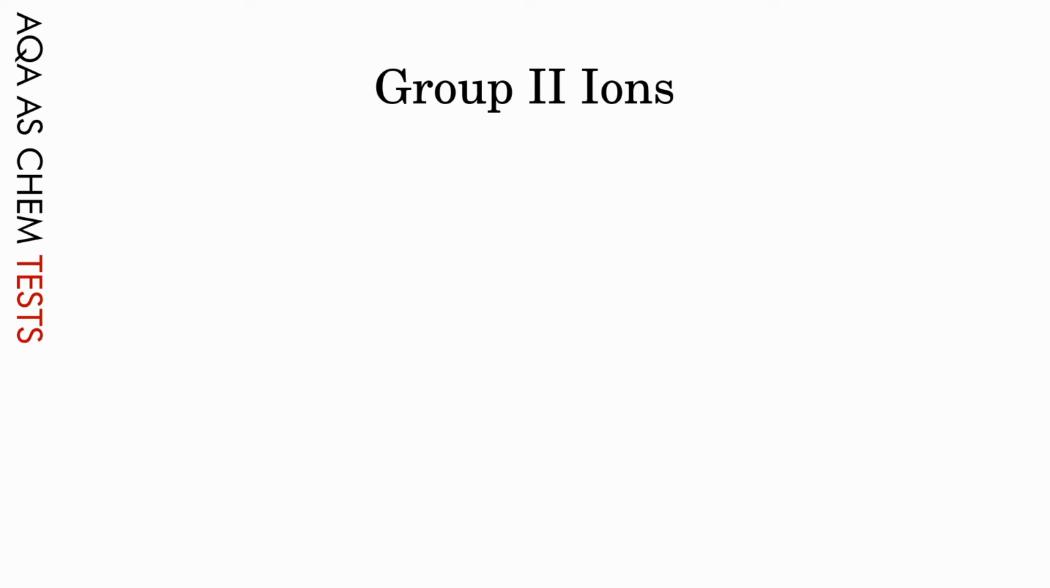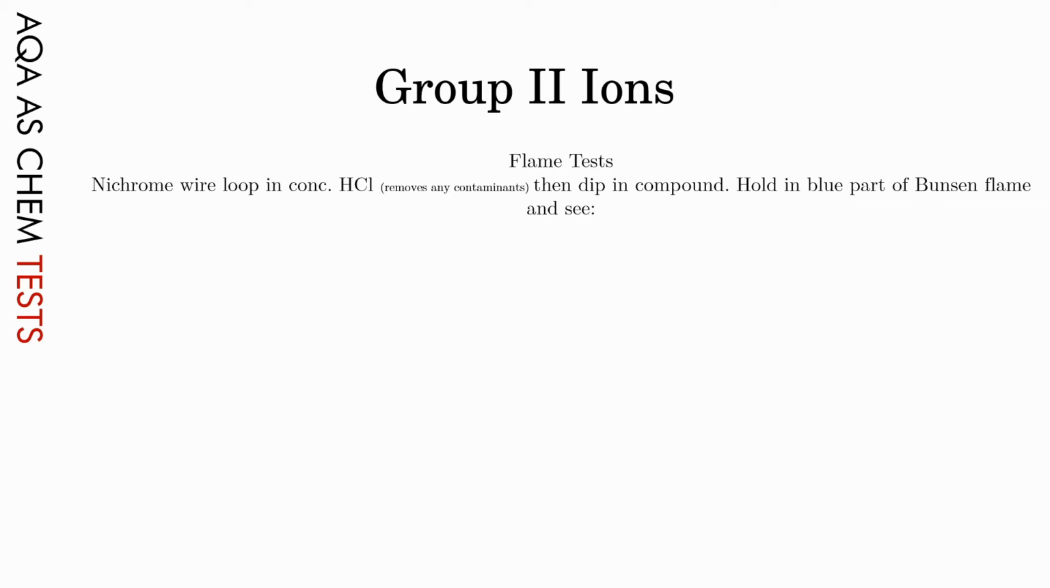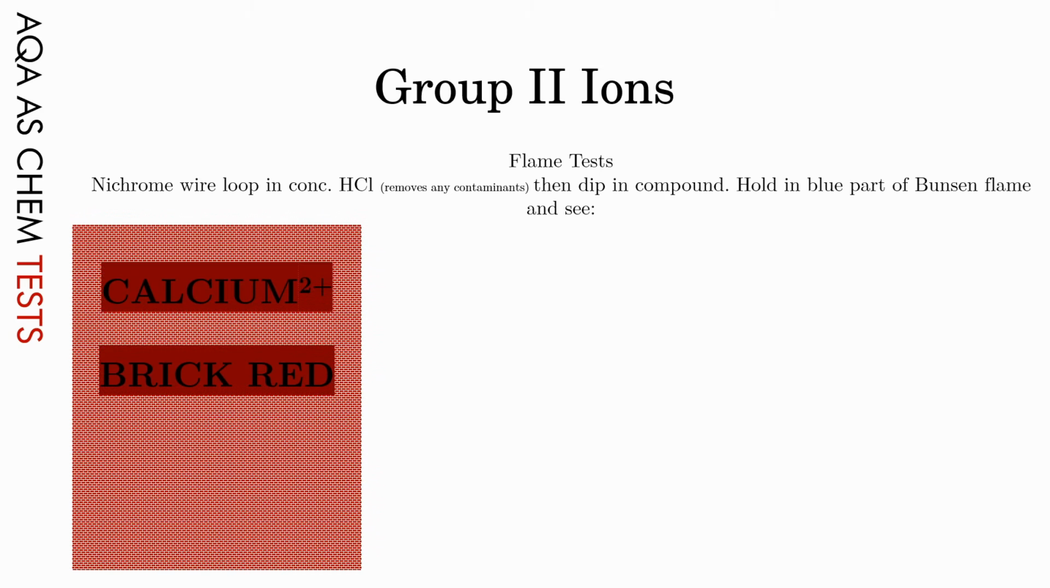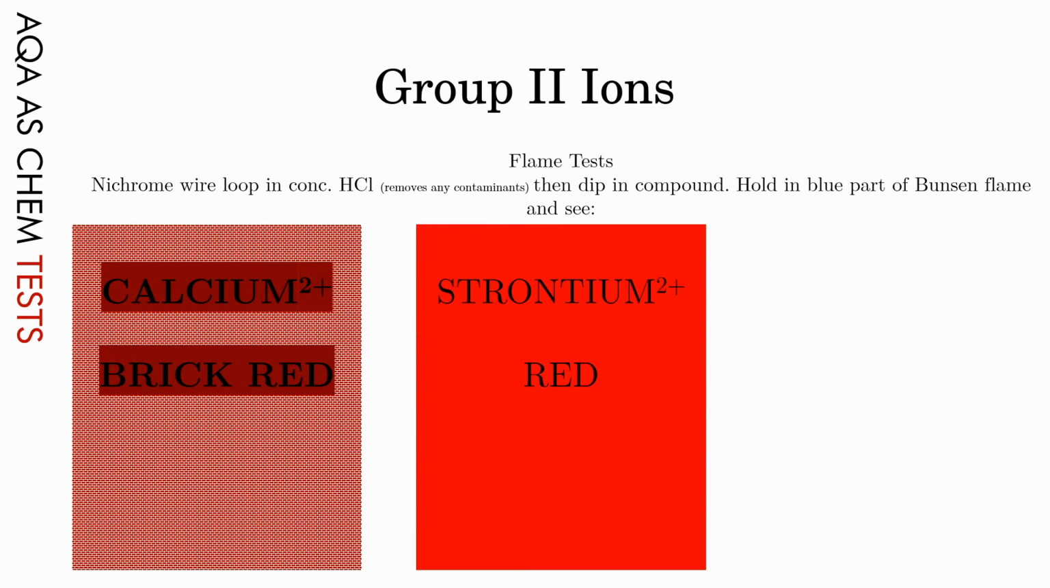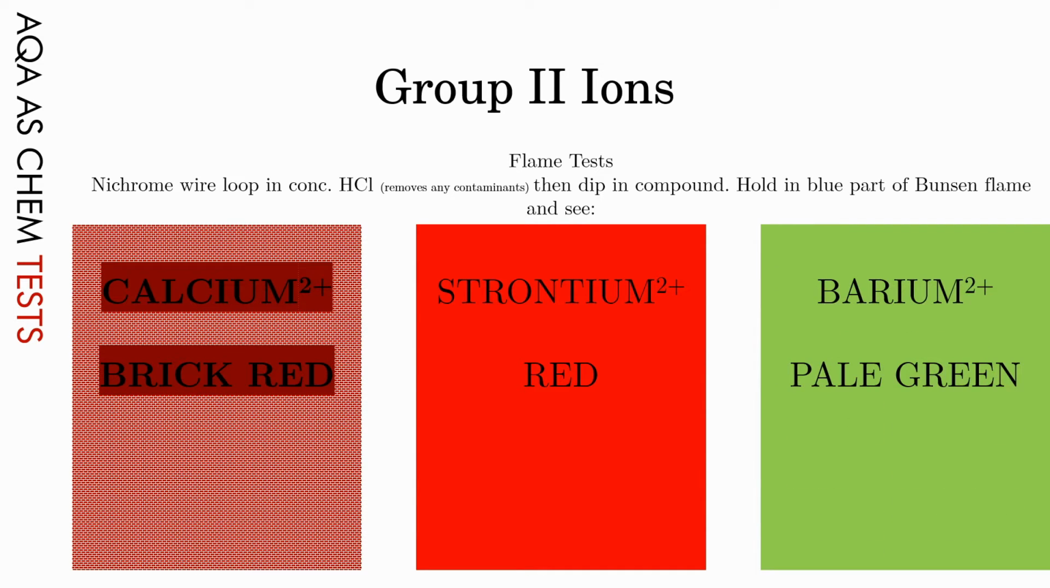So, let's start with Group 2 Ions and all of the inorganic stuff first. So, Group 2 Ions, how do you test for them? You do flame tests, which the way you do them, as you can see on here, is the nichrome wire loop. You dip it in HCl to remove the contaminant, and then dip it in the compound. Put it in the Bunsen burner, and you will see for calcium, brick red, strontium, red, barium, pale green.